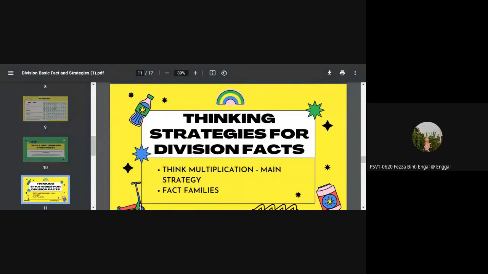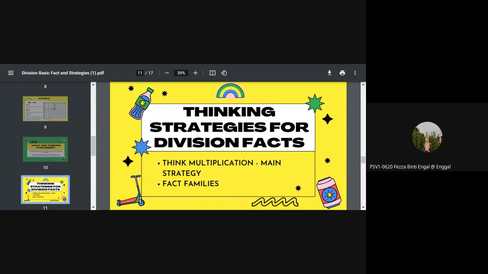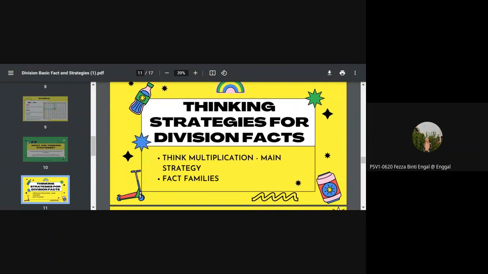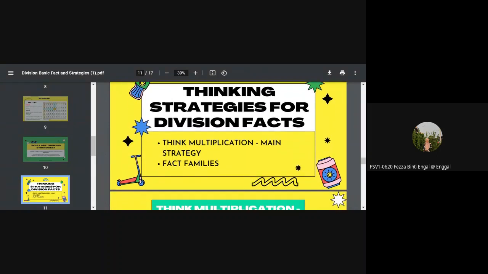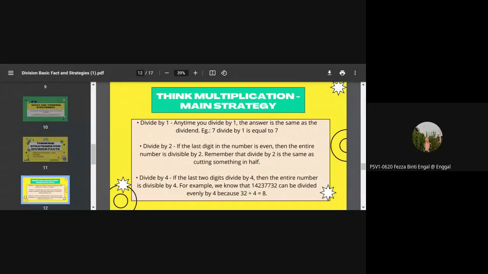So the thinking strategies that we are going to explain for division facts are the think multiplication main strategy and fact families. Now I'm going to explain the think multiplication main strategy. First, anytime a number is divided by 1, the answer is always the same as the dividend. For example, 7 divided by 1 is equal to 7, where 7 is the dividend.